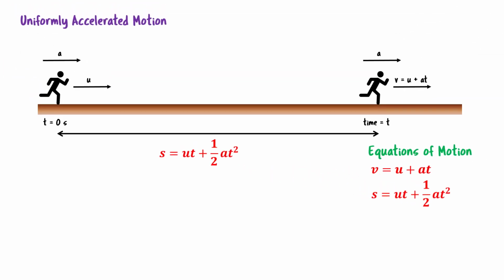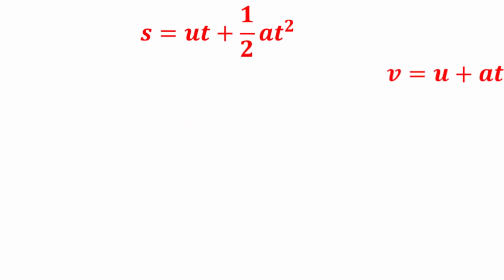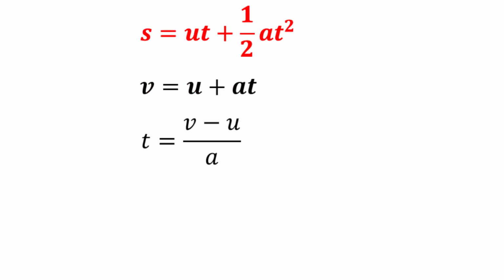Now to get the third equation of motion, we will use these two equations which we have already got and try to eliminate t from these two equations. So from the equation v is equal to u plus at, we can write t is equal to v minus u upon a. We can substitute this value of t in the second equation and this equation will look like this.